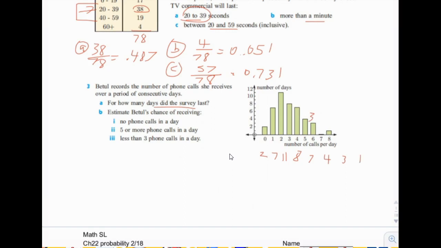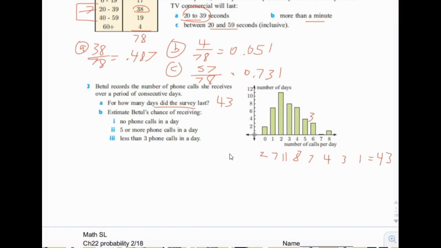So let's add those up together. 2 plus 7 plus 11 plus 8 plus 7 plus 4 plus 3 plus 1. 43. So the total number of days is 43. And for example, 2 of those 43 days, there were 0 calls. 3 of those 43 days, there were 6 calls, etc. So 43, I'm going to put here.